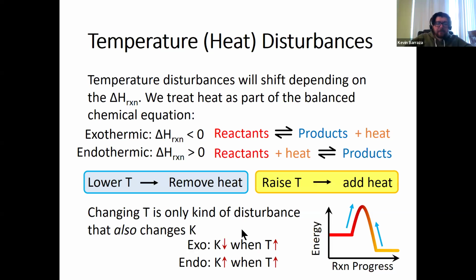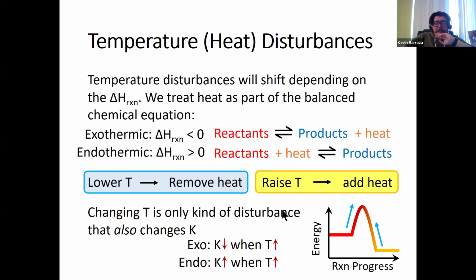Temperature is the only kind of disturbance that will actually change the number value of K. And so that's one of the hidden reasons why supersaturation can occur. It can occur with temperature changes because it actually readjusts what the correct ratio is when it comes into balance.